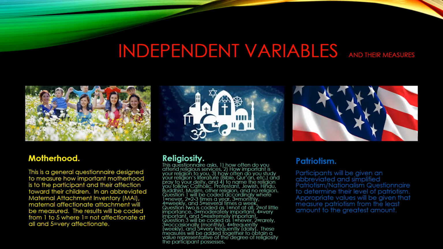There are 4 independent variables in the proposed study. The first variable is motherhood, and the importance of motherhood and affection towards children is measured by an abbreviated maternal attachment inventory. The results will be coded and a value will be given from 1 to 5, with 1 being not affectionate at all and 5 being very affectionate.